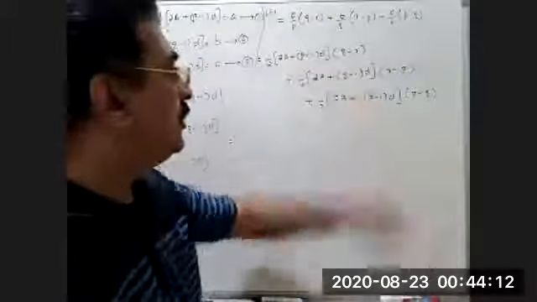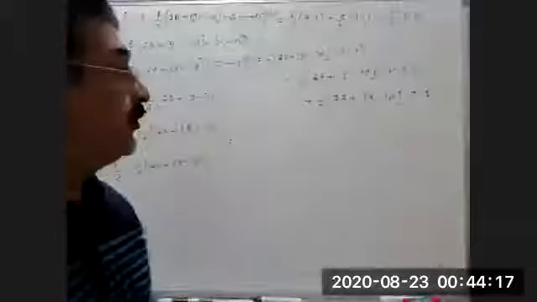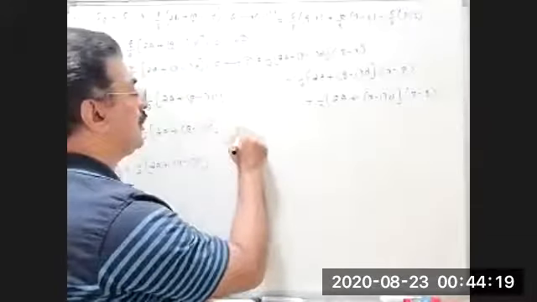Now see that in all 3 lines we have 1 by 2 common, right? So we can keep that 1 by 2 out.